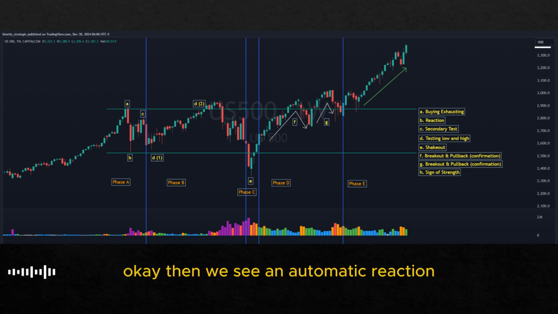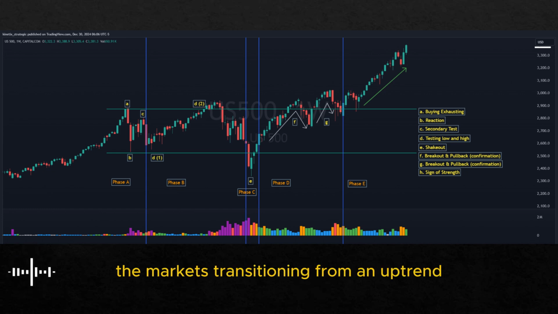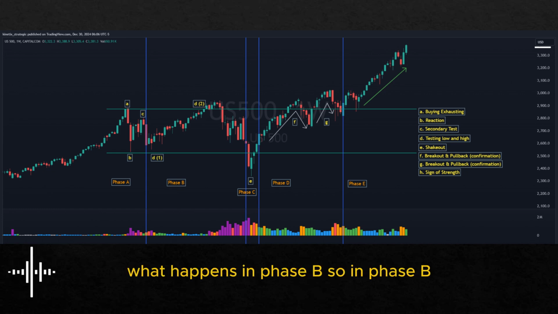Then we see an automatic reaction followed by a secondary test. So that neatly wraps up phase A. The market's transitioning from an uptrend to that sideways range. So the stage is set for reaccumulation. What happens in phase B?